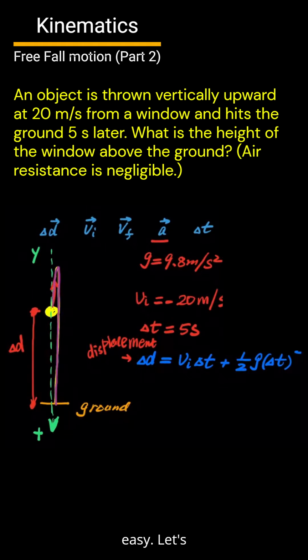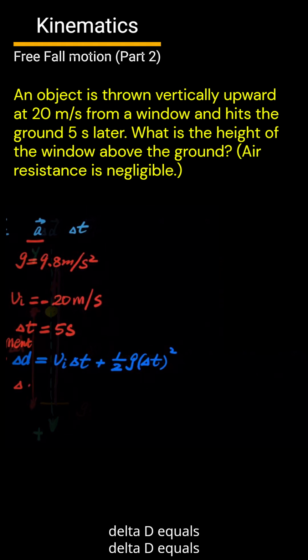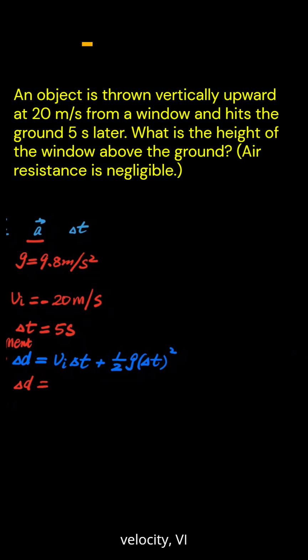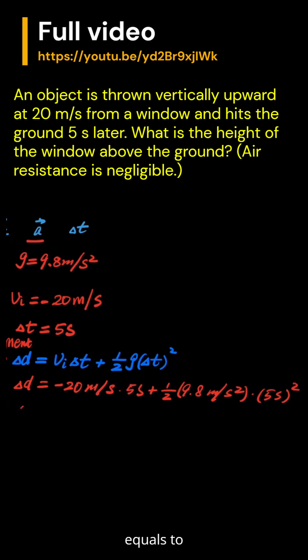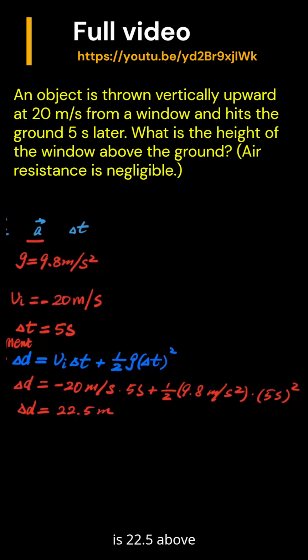For the rest, it's easy. Let's plug in the numbers. So delta d equals the initial velocity, vi, which is minus 20 meters per second, times delta t, which is 5 seconds, plus 1/2 times g, which is 9.8 meters per second squared, times 5 seconds squared. So it equals 22.5 meters. So the height of the baseball is 22.5 meters above the ground.